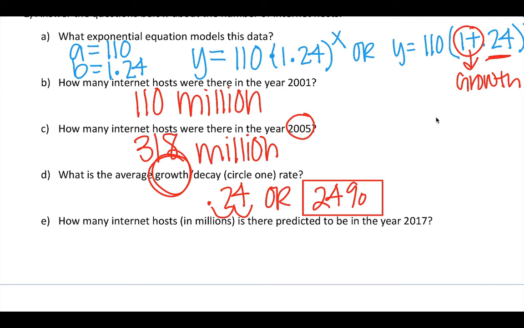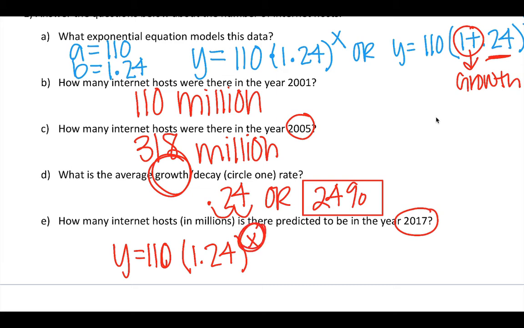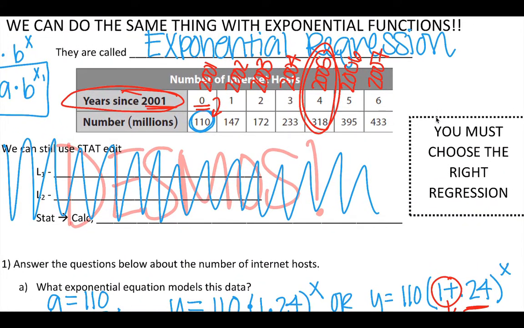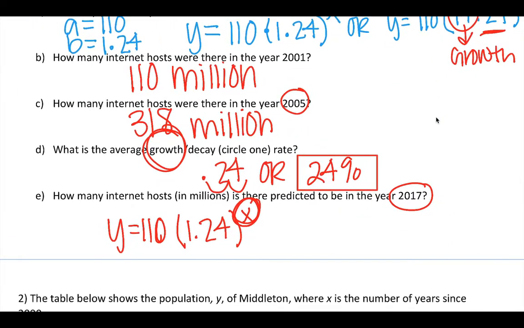Well, I have the function, right? Y equals 110 times 1.24^x. All I have to do is replace x with what I want. Now, I'm not going to put 2017. And I'm also not going to put 17, because remember, it's years since 2001. So since I'm starting 2001, I've got to go a year back since we're not starting in 2000. So it's really going to be x equals 16 years past 2001. So everywhere I see an x, I'm plugging in 16.